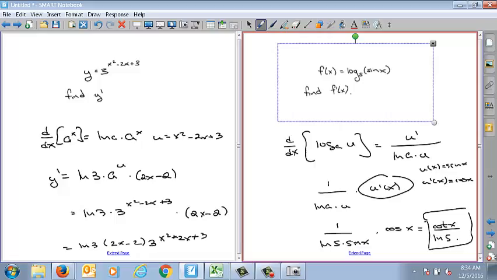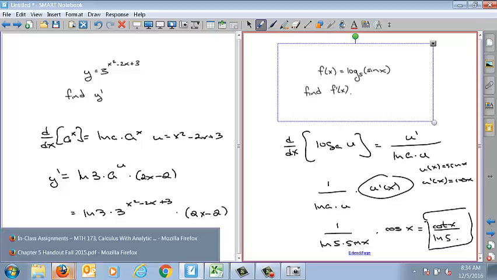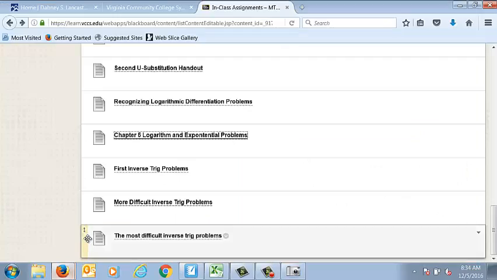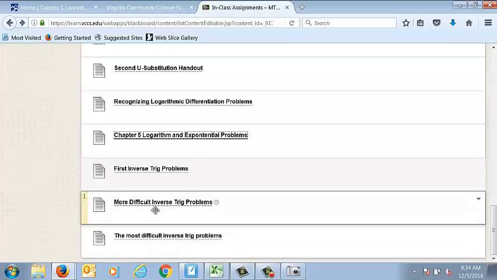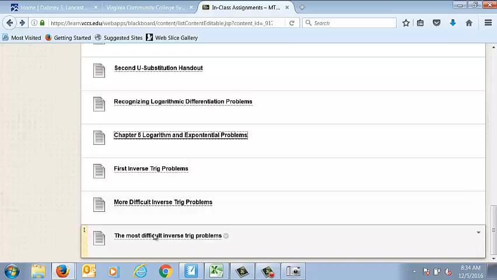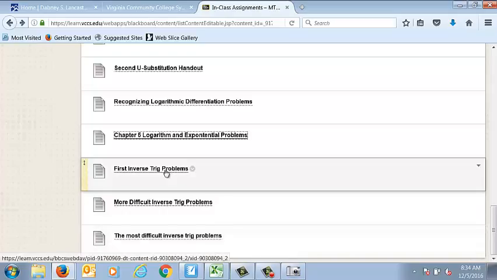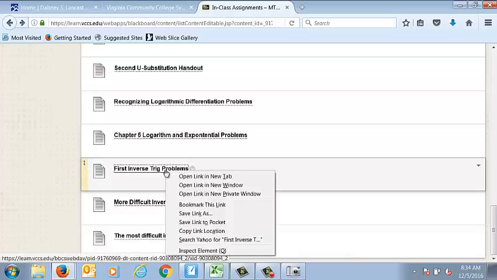I have another handout, but I didn't bring it in today because I forgot to. So we're going to start on those problems. These are the inverse trig function problems. So I'm going to pull that up, and then I'll hand it out tomorrow. So you might want to write down the solution on your paper today, but we'll continue more of these. So we have first inverse trig problems, we have more difficult inverse trig problems, and the most difficult inverse trig problems. So we're going to start off with the first inverse trig.